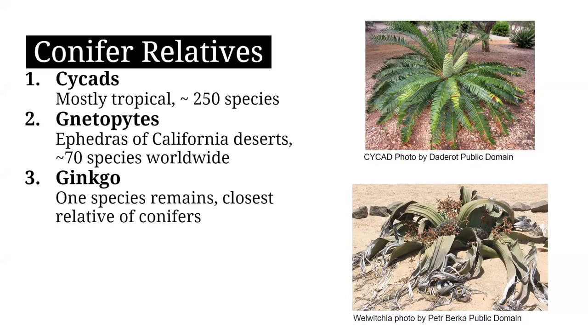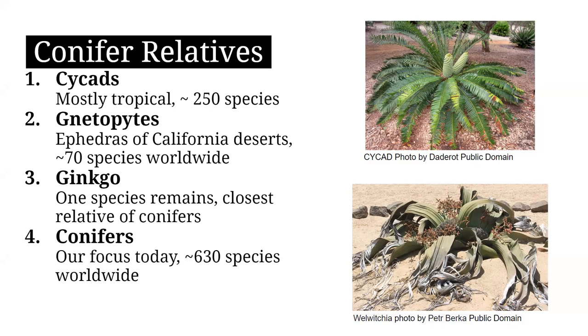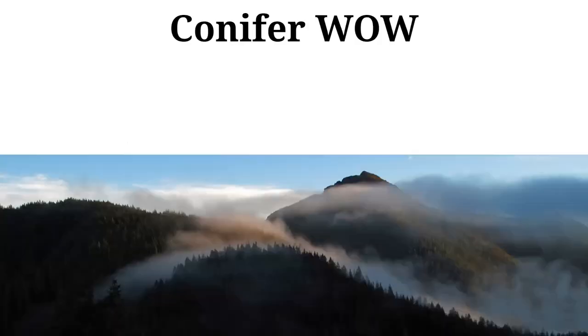The ginkgo, there's only one species that remains, but we're all pretty familiar with it because it's a landscape plant. At least the female ginkgo is a landscape plant. The male ginkgos have been left behind. But the conifers, this is our focus today, mostly the pines. There are about 630 species left, and this is from around 20,000 species from before the asteroid. So a little bit of wow, though. Why do we love conifers, or why are you going to learn to love conifers?